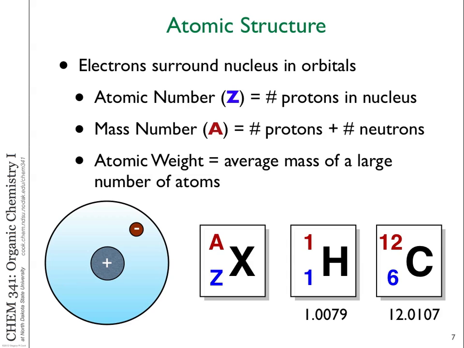Now, something else I should point out here: the atomic weight is not the mass of that element. The atomic weight is an average mass of a large number of atoms of that element. For example, the atomic weight for hydrogen is actually 1.0079, not 1. And for carbon, it's 12.0107, not just a round number 12. Why is it not an integer? Why is it not just a single number?